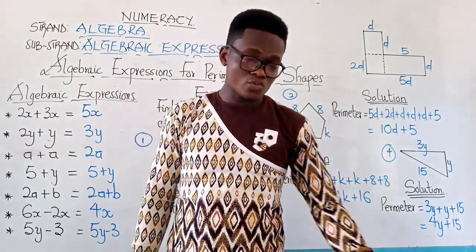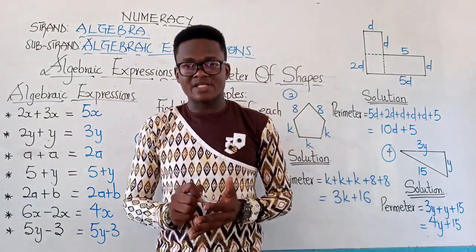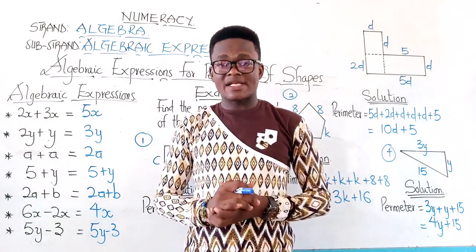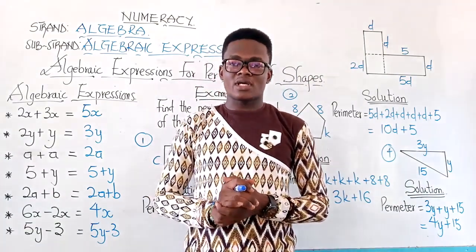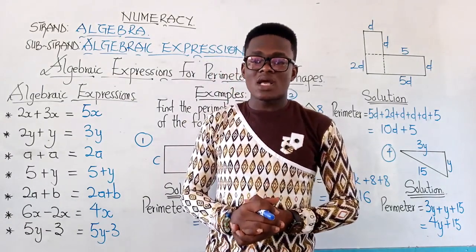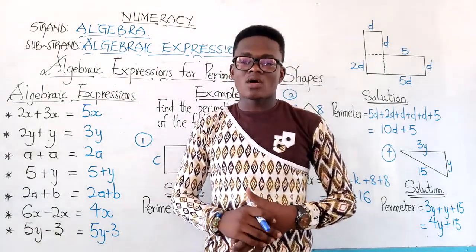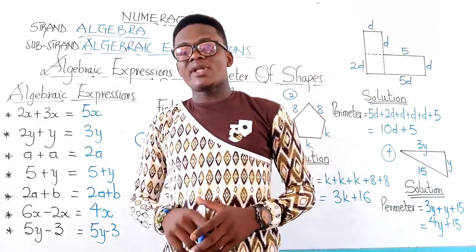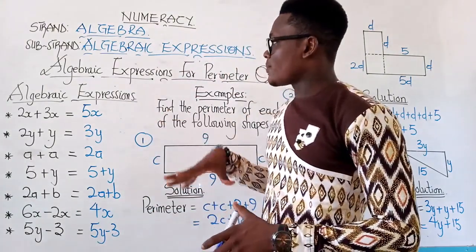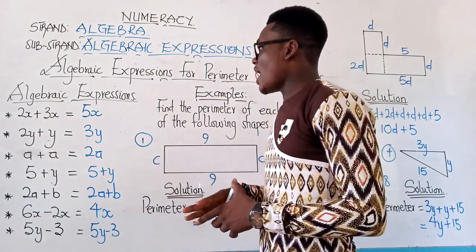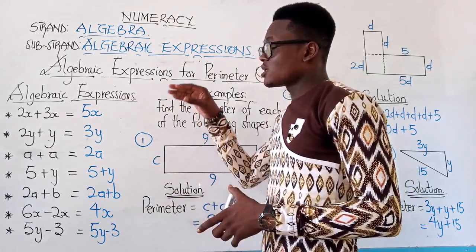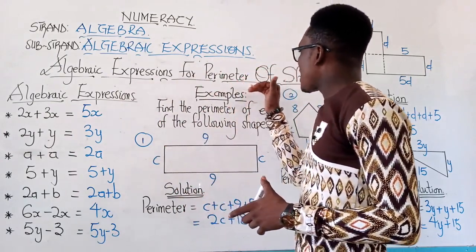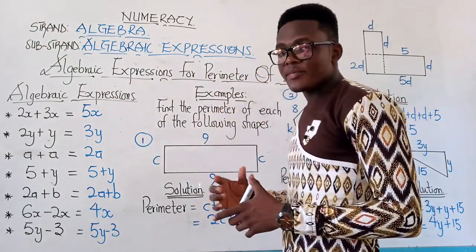As I was saying, we're looking at perimeter, and perimeter is the path around a two-dimensional object. I hope you are clear with it. Very good. Now let's quickly look at our central idea for today's lesson. That is, we're going to solve algebraic expressions for perimeter of shapes.